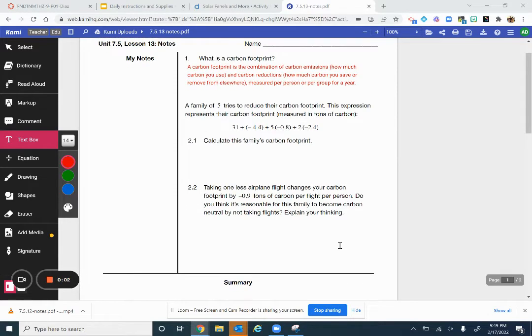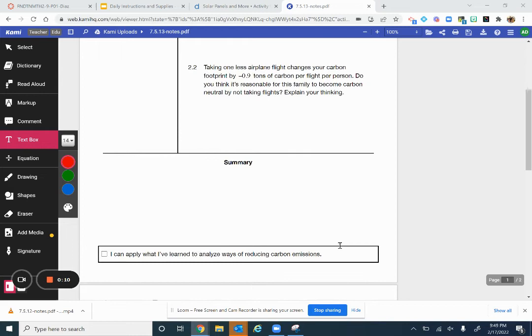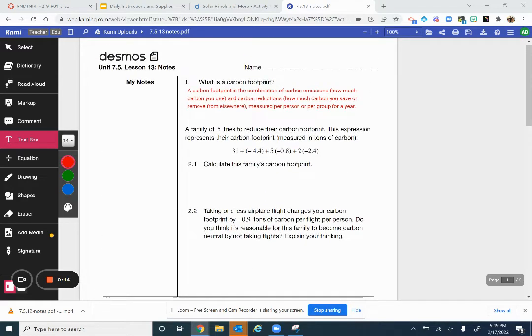All right, so this is the quick notes for Unit 7.5, Lesson 13. The goal of today is I can apply what I've learned to analyze ways of reducing carbon emissions. The first one is, what is a carbon footprint?